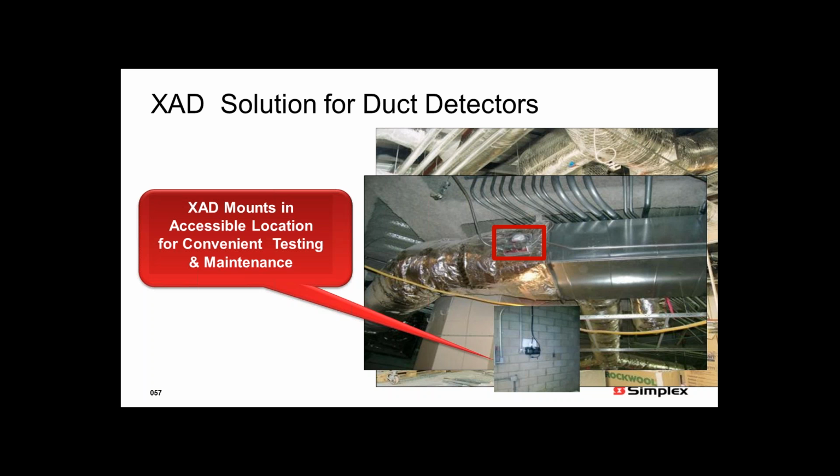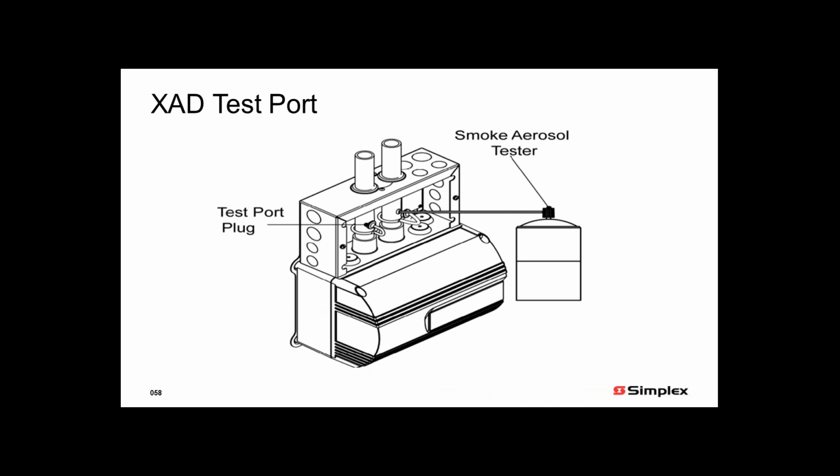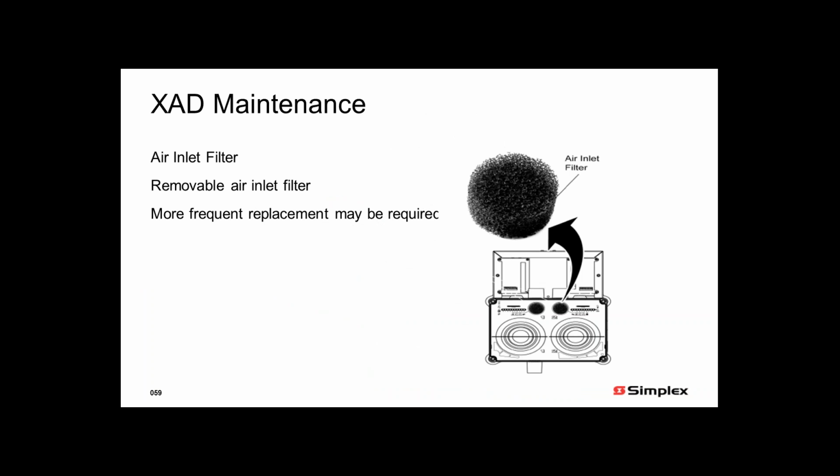So the XAD certainly doesn't replace all duct detectors in every instance, but when you have hard to reach ones, the XAD is a really good solution to make things easier to test. Next slide, Roger. Just a couple quick comments here on the XAD. There's an example there of how simple it is to put smoke into it. Essentially, you pop the cover off of the detector housing and you inject canned smoke into it, and it'll give you an alarm to make sure that the system is working properly.